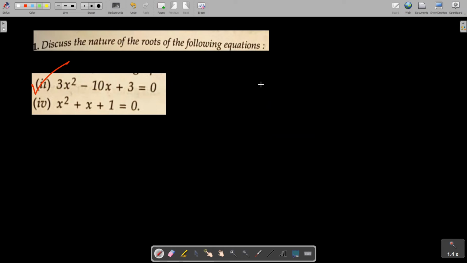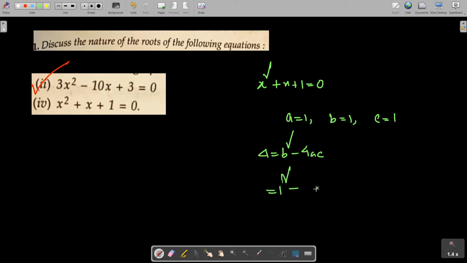In this question, let's write the equation. We have x square plus x plus 1 equals to 0. A we have 1, B we have 1, C is also 1. Let's find delta. Delta is what? B square minus 4AC. So B is 1 square, here 4 into 1 into 1. So it's 1 minus 4, we're getting minus 3.